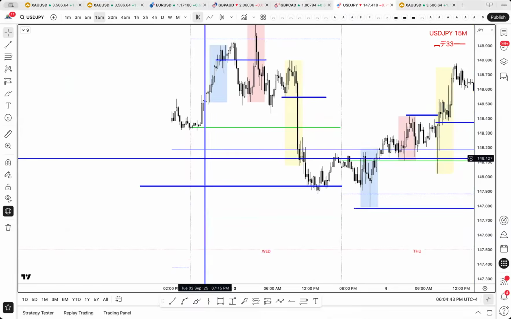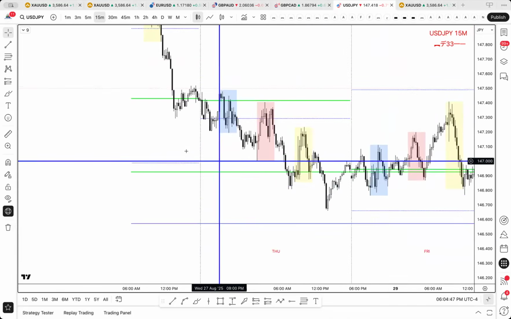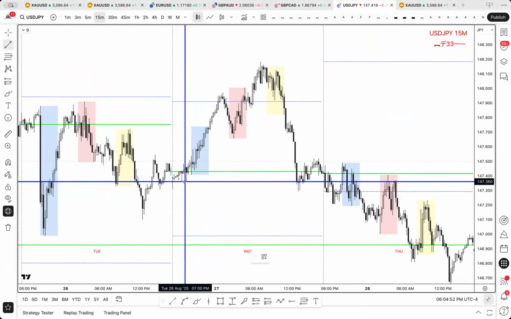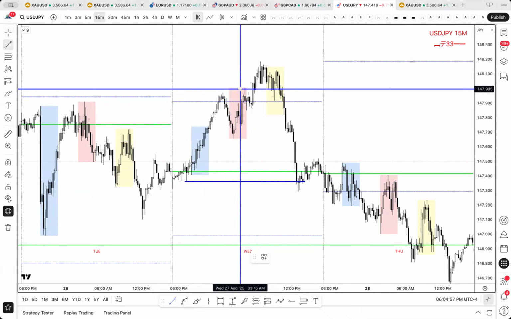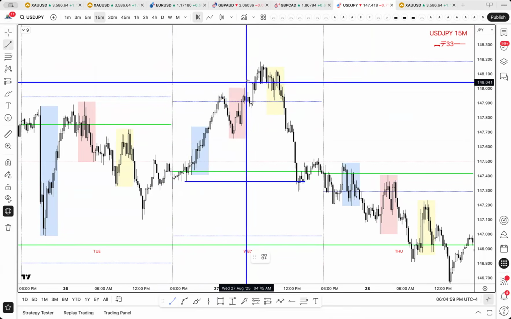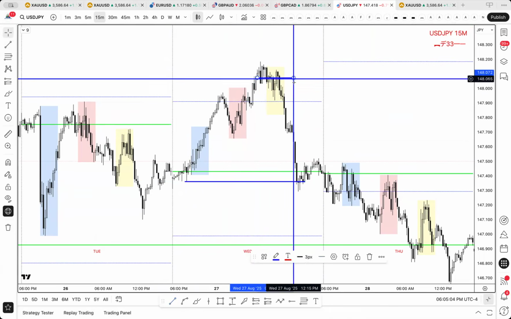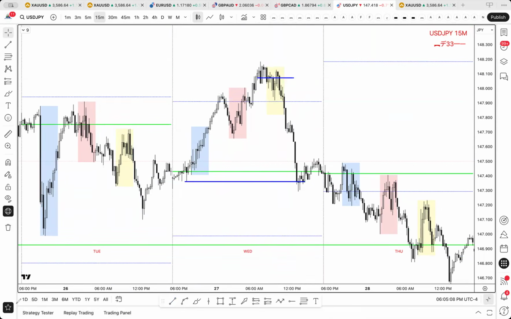Well, this is UJ. Let me just go back. What you would have wanted to see is something like this. Peak formation low, peak formation high in London, which they exceeded and go higher, higher, engulf and retest. Peak formation high and retest, which is completely different from what they did on that Thursday.